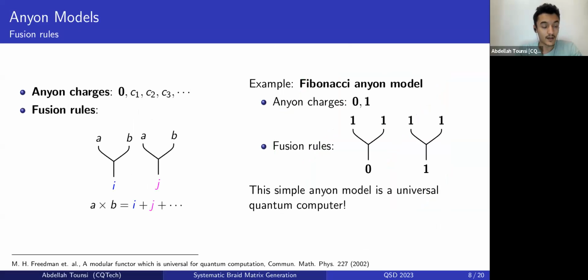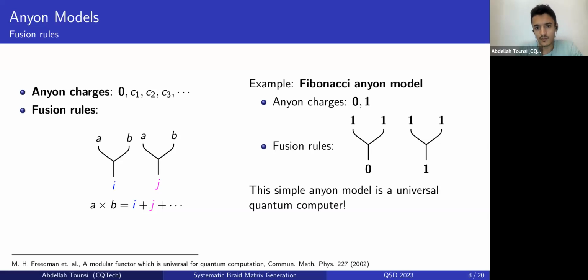To be able to encode quantum information on anyonic systems, we have to introduce the fusion processes, or fusion rules. So here we define an anyon model, which includes a set of anyon charges: 0, which is the vacuum, and other charges, C1, C2, etc. And fusion rules. In fusion rules, we define the allowed fusion processes. For example, here we can fuse A and B to I and G, etc.